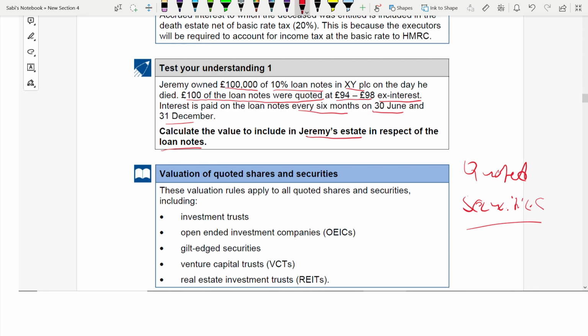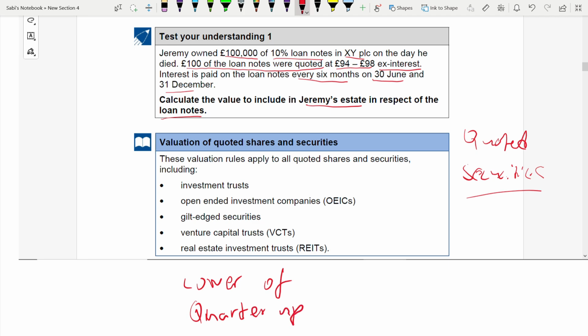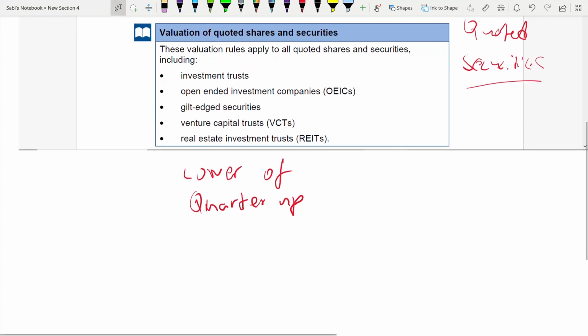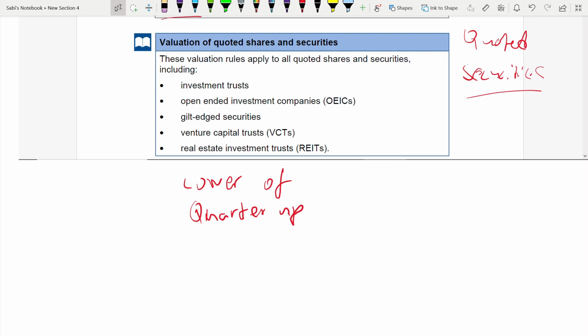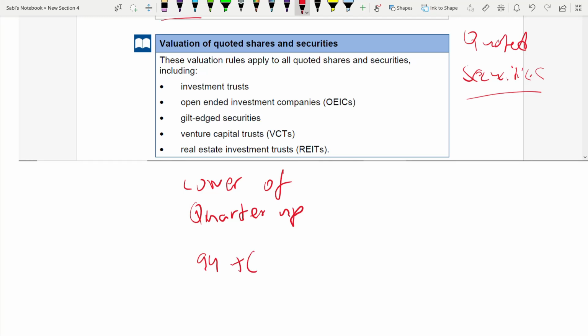First, because it's quoted security, lower of what? Quarter up and average method. So quarter up. What is the method to find quarter up? Low price. The price is 94-98. 94 is the lower price, plus high price 98 minus low price 94, into 1/4. Remember, do the multiplication first, brackets first. So it is 95. 95 is the price.